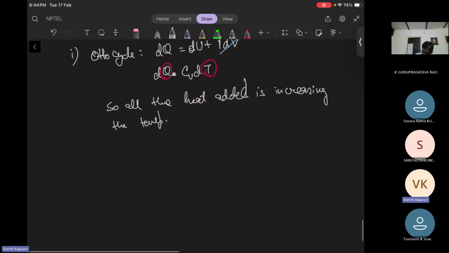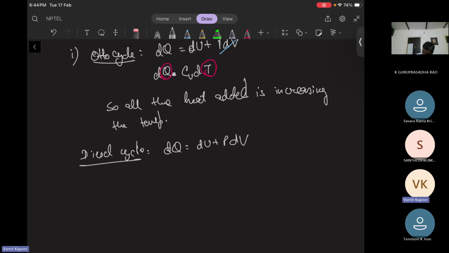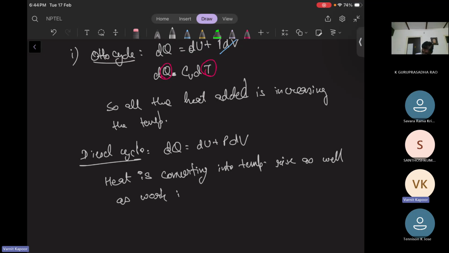Whereas in the diesel cycle, the net heat interaction is du plus pdv. Here the change in volume is not zero, because the process is constant pressure, so dv will be there. So here heat is converting into temperature rise as well as work interaction.